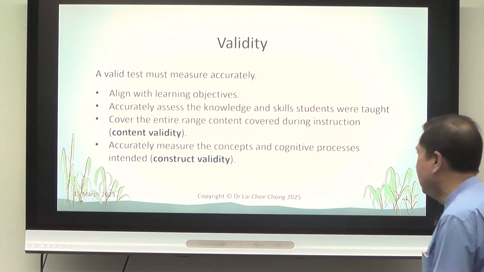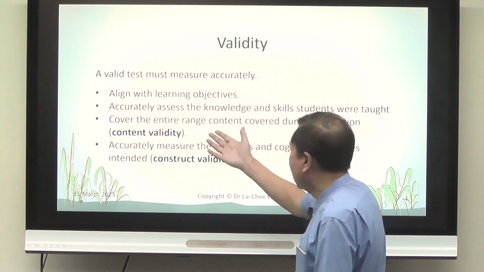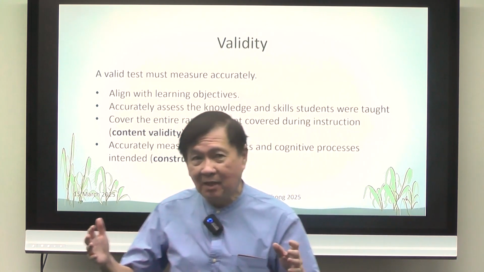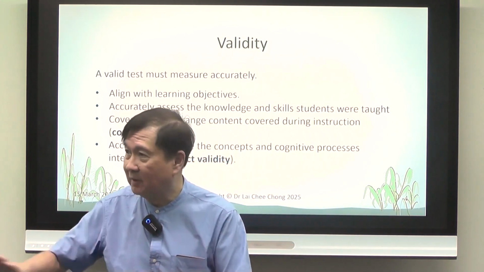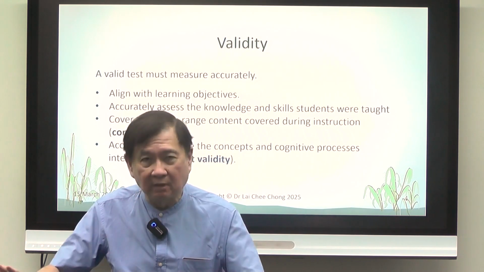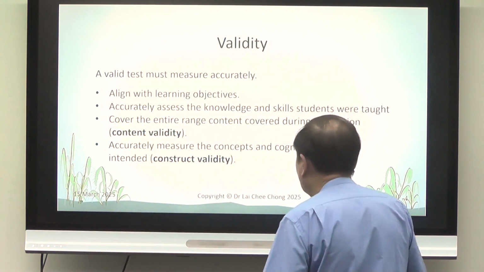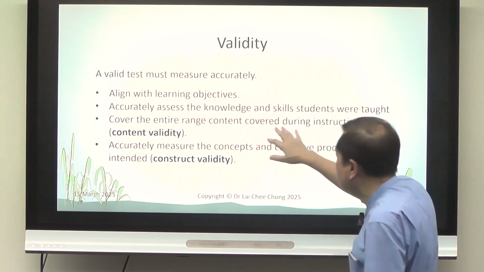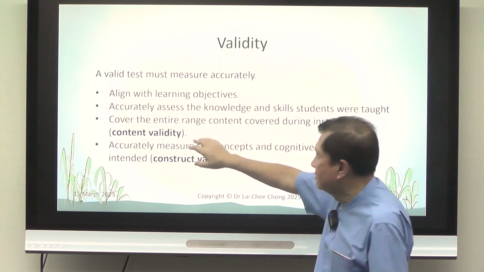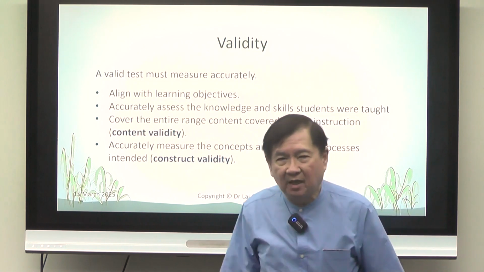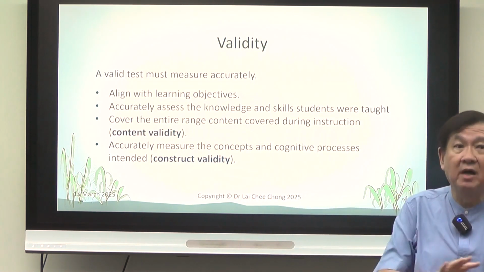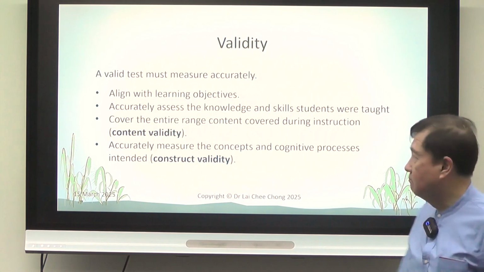Now, hopefully the test can cover the entire range of content. If you have 10 topics, your test can be just 2 topics and forget about the other 8. Don't do that. It's very unfair. Try to even it out, okay? As far as possible, cover the entire range of content covered during instruction. If you do that, we call that your test has content validity, meaning the content is valid. I cover everything. Okay, good.